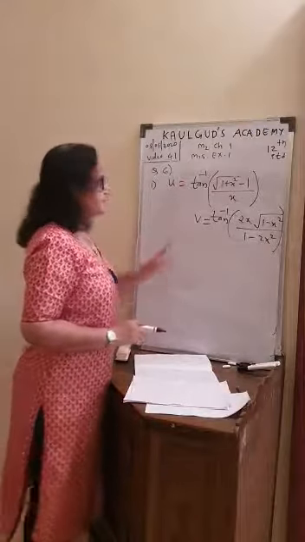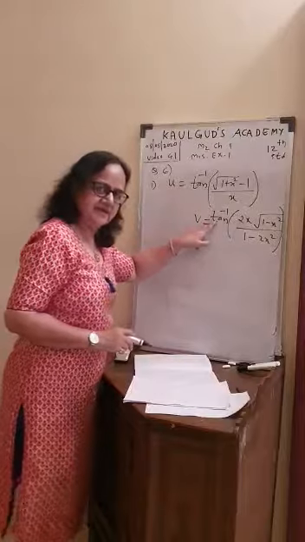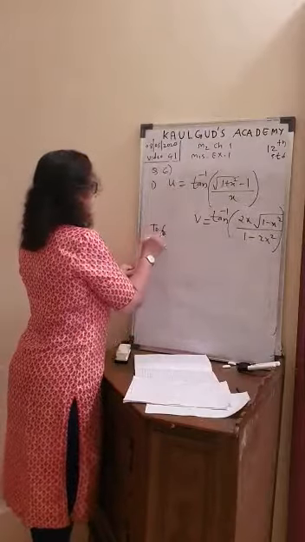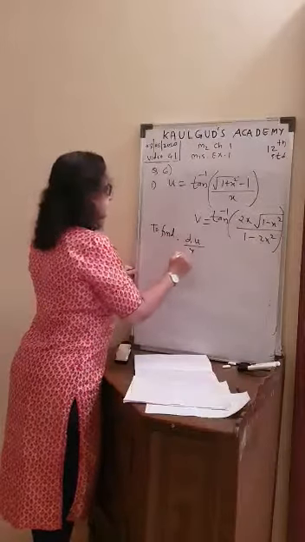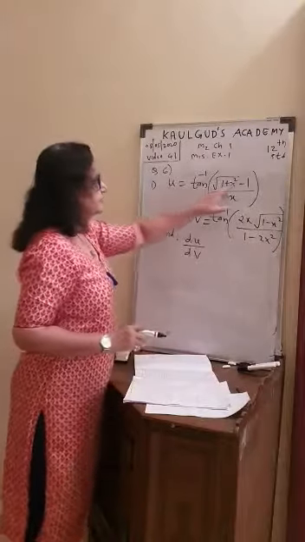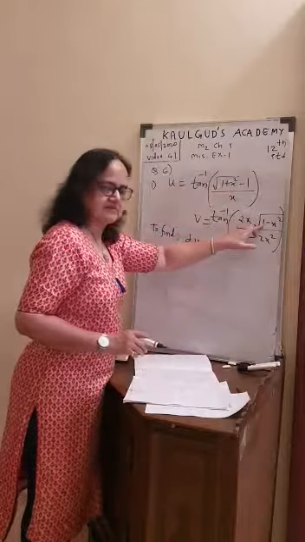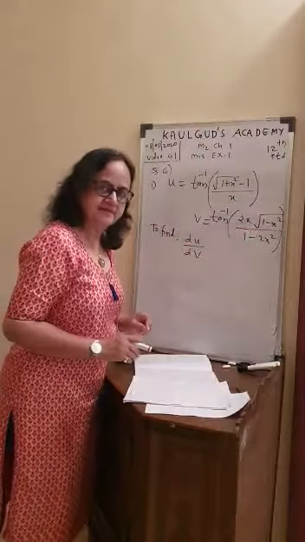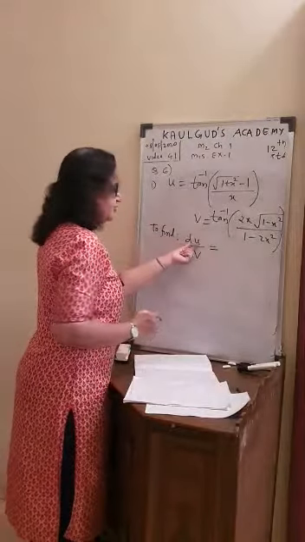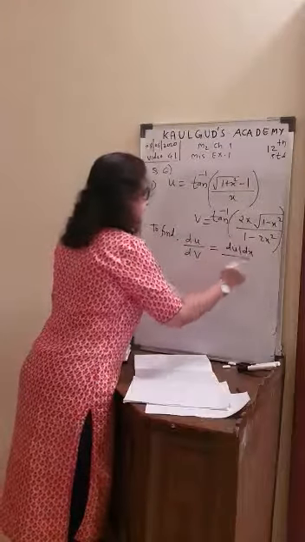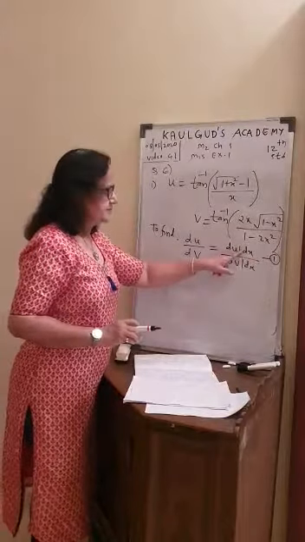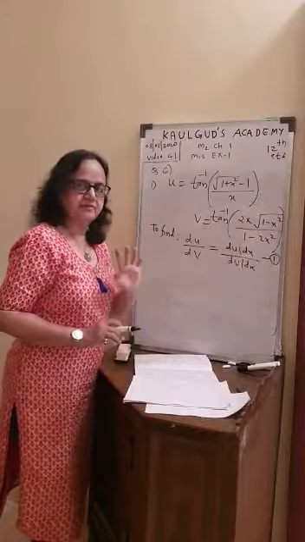So what is your problem? Differentiate u with respect to v, or find the derivative of u with respect to v. So you have to find du by dv. But u is a function of x, and v is also a function of x. So x here is like a parameter. Both are parametric functions of x. So what is the rule of parametric? If you get du first, here also du first, and down dv. So find this separately, divide the two. That will be your final answer.